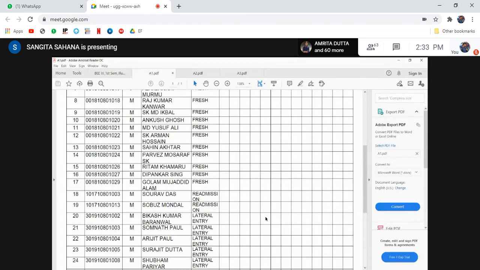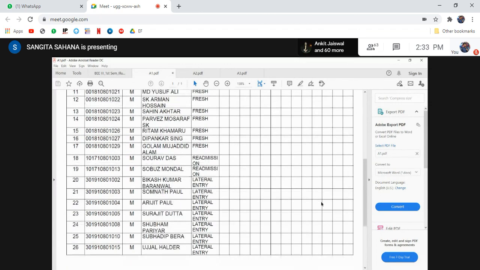1003, Saurabh. 13, Sobuj. 1002, Vikas, yes, ma'am. 1003, Somnath, yes, ma'am. 4, Arijit, yes, ma'am. 5, Rajit, present, ma'am. 8, Shubham.